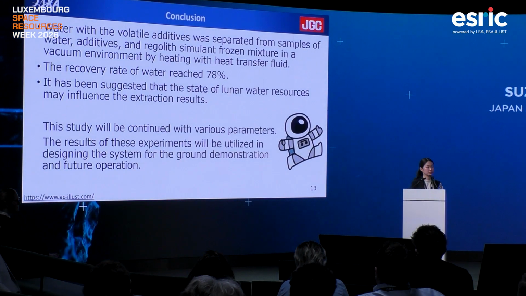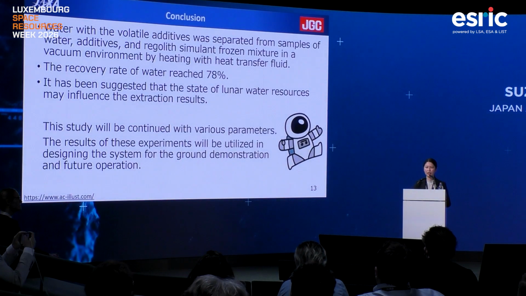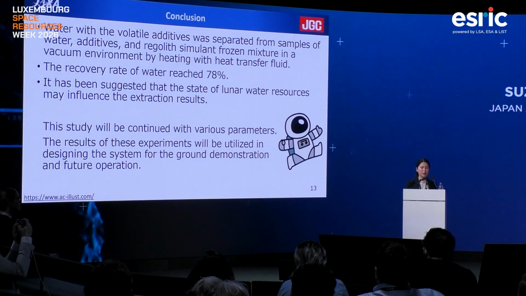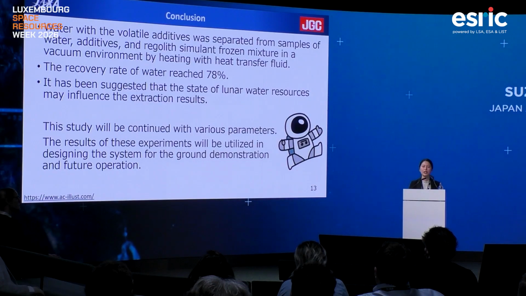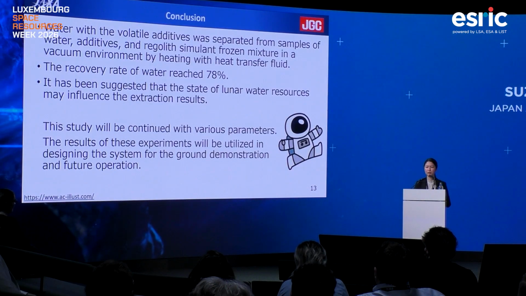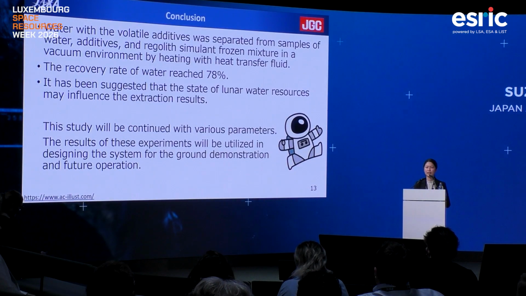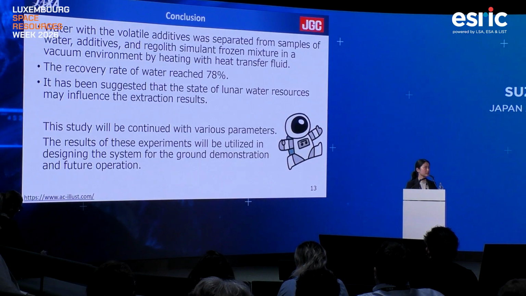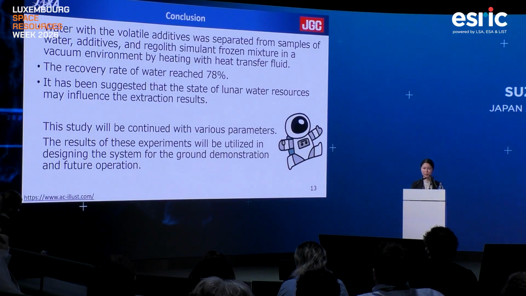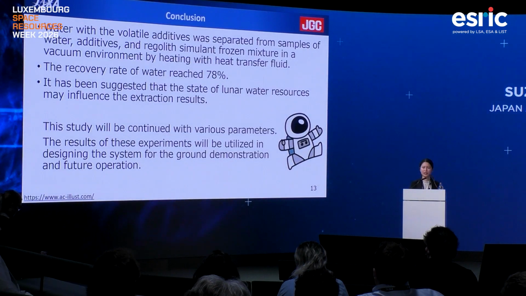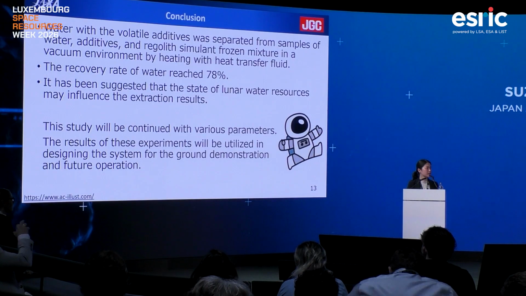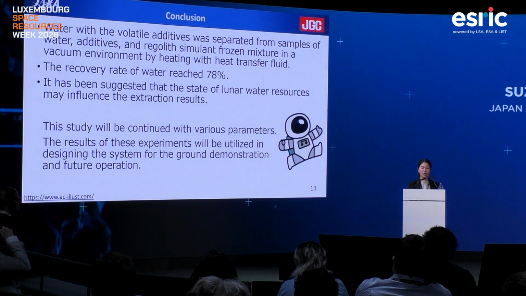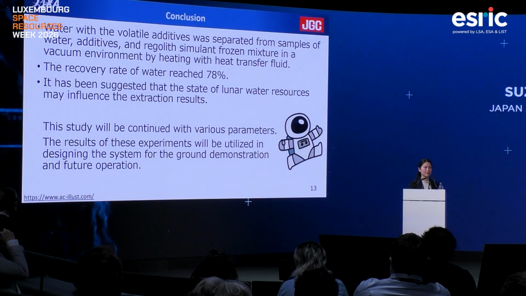So here is the conclusion. Water with volatile additives was separated from samples of water, additives, and regular simulant frozen mixture in a vacuum environment by heating with heat transfer fluid, and the recovery rate of water reached 78% at minimum. And it has been suggested that the state of lunar water resources may influence the extraction results. So the study will be continued with various parameters to optimize the system. Thank you for listening.